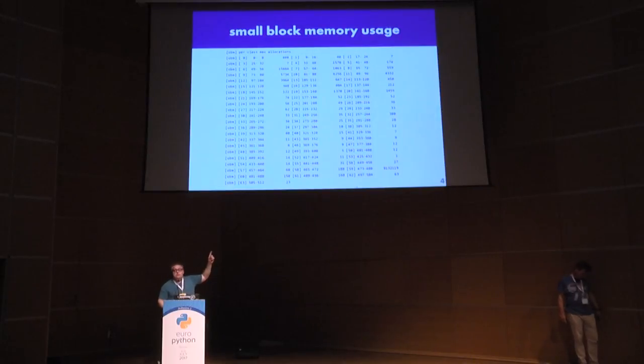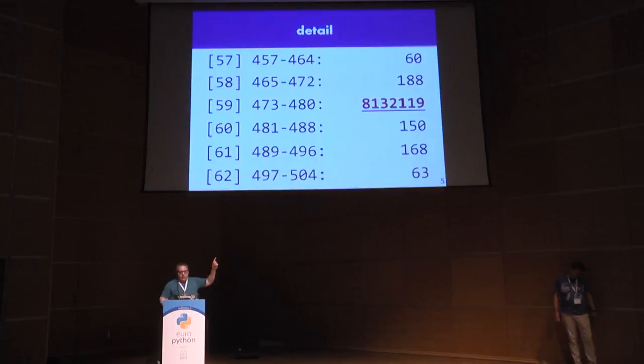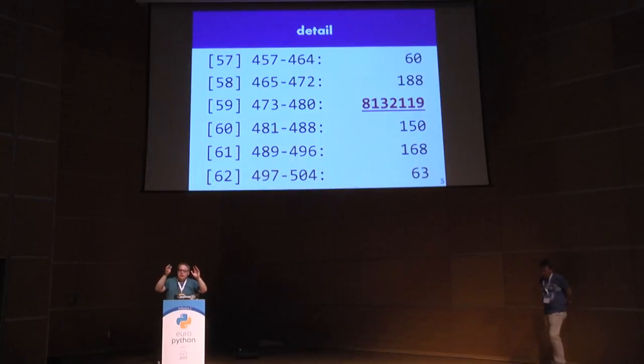You can't read that, of course, it's too small, but one of these is 100x the next category. I'll zoom in on that. One particular block of memory, these are allocated by size. So we were allocating objects in the range of 473 bytes to 480 bytes, and we allocated over 8 million of them. The next largest allocation was on the order of 15,000. So what is this object? I had to add more instrumentation, and then I figured out that it's frame objects.